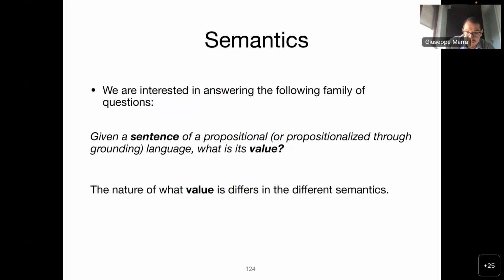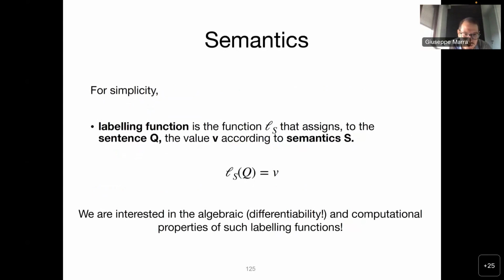Now, in order to make this discussion a bit easier, if we are interested in knowing what these values of sentences are, we can think that there is a function L that takes any sentence of the language Q and provides a value V. So we are interested in knowing the properties, usually algebraic properties, because we are interested in differentiability of these labeling functions.